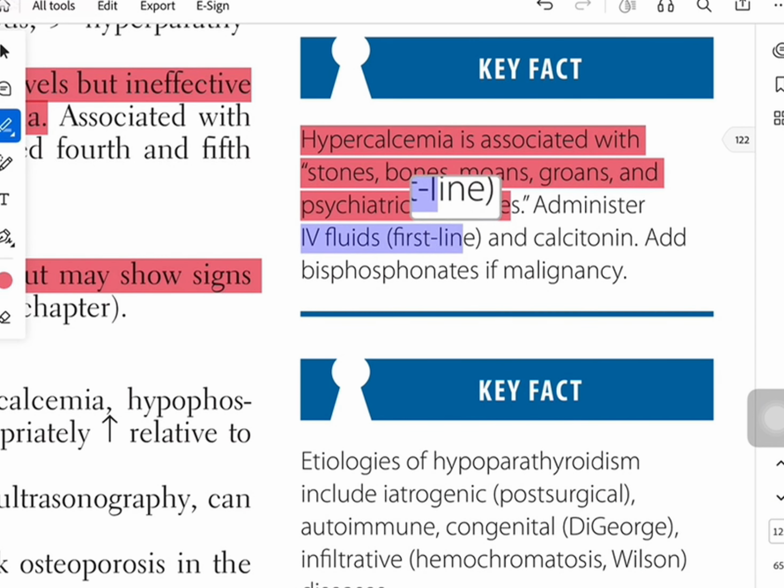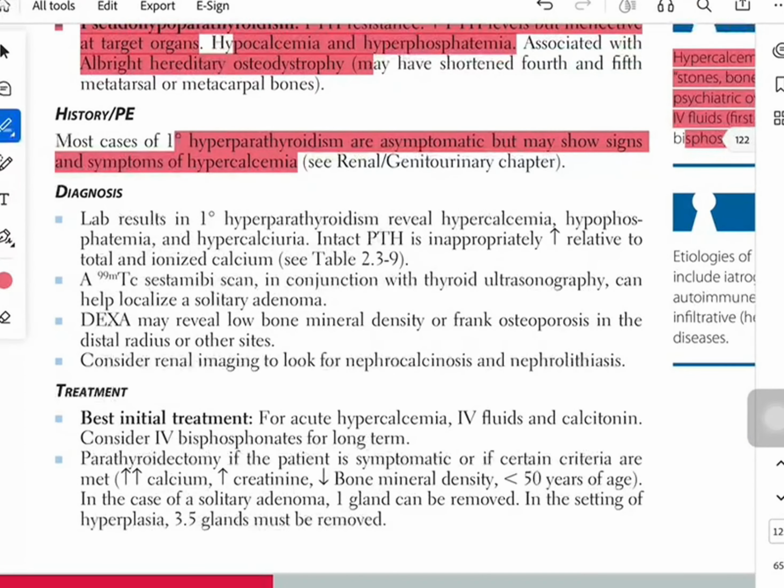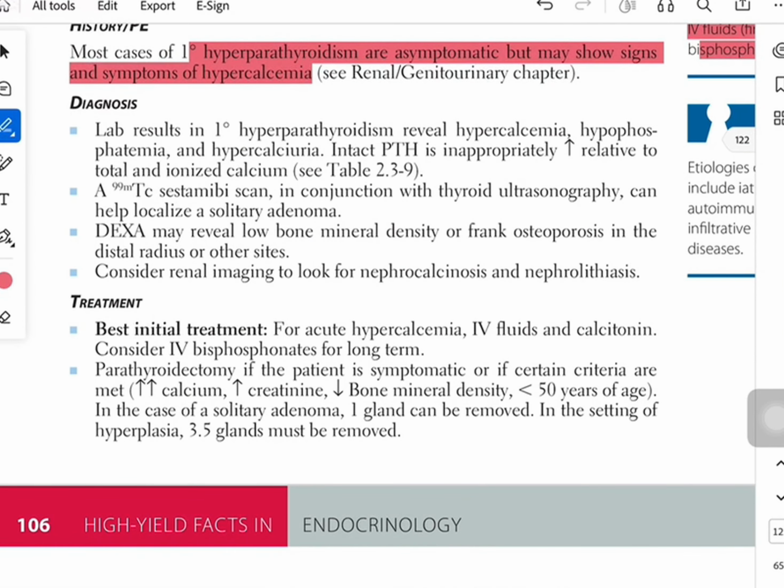Administer IV fluid as the first line, as I have mentioned, then calcitonin and bisphosphonate if there is a malignancy, guys. Other than that, it's written what we will see in the lab values. In lab values, primary hyperparathyroidism results in hypercalcemia, hypophosphatemia, and hypercalciuria.